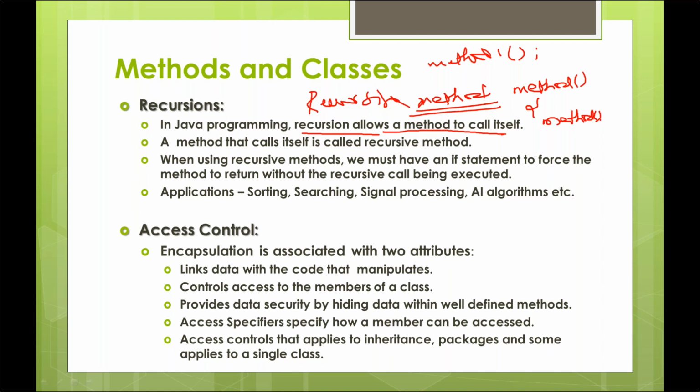To implement that particular equation, we have this method: public static int factorial. You do not have to use static. If you use it, you can call that method without creating an object. Otherwise, you have to create an object and then call the factorial method through that object. So to simplify everything, I just used it.